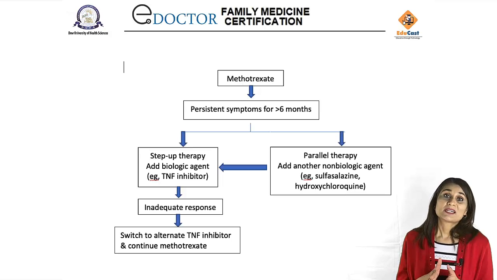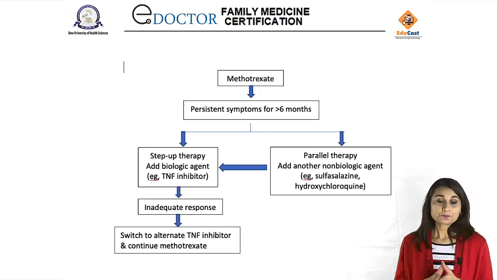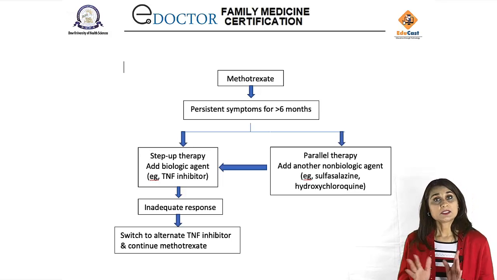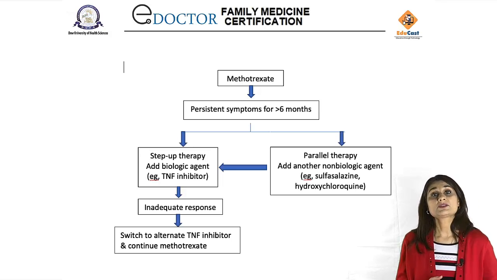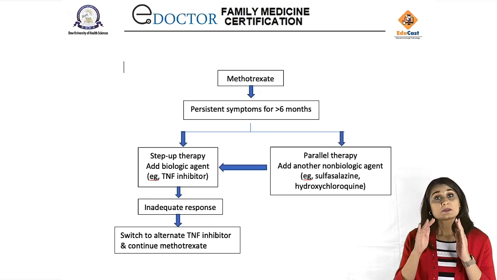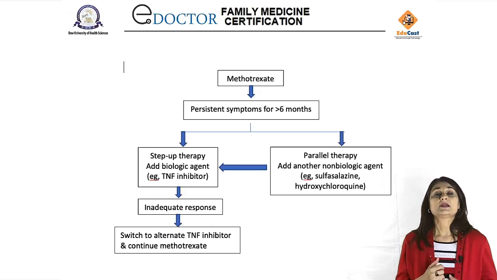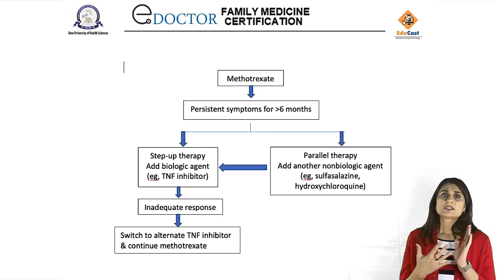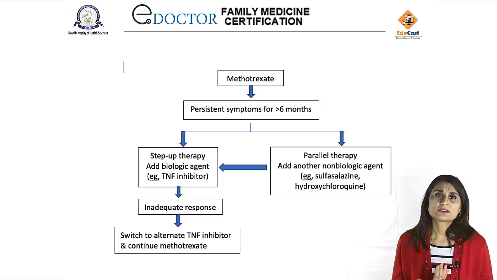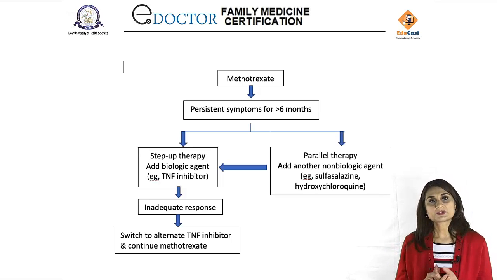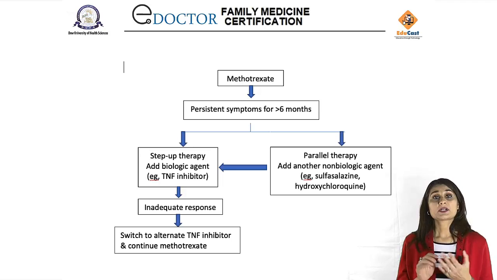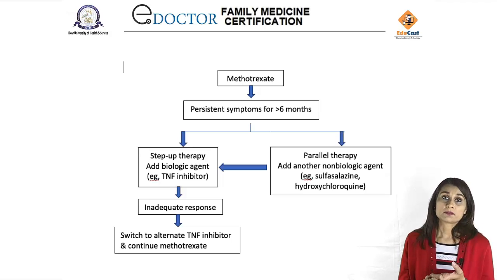Also, you will check their hepatitis B and C panel. When you are done and you see that nothing is wrong, we need to give them methotrexate now because it's the preferred one, because it has good efficacy. So you start with them. What happens if the patient still complains of symptoms, and it's been more than 6 months? What are you going to do now? You have two options: step-up therapy or parallel therapy.